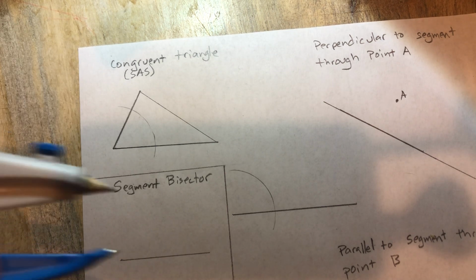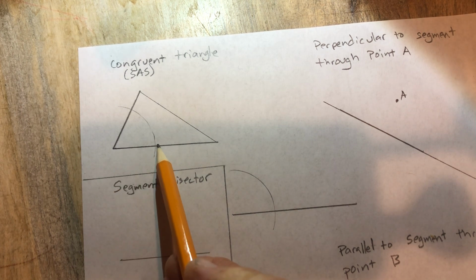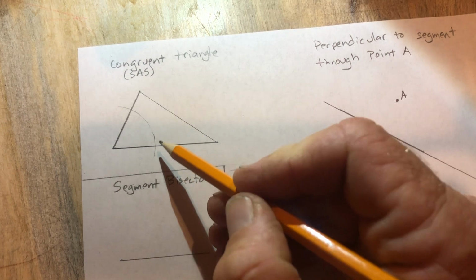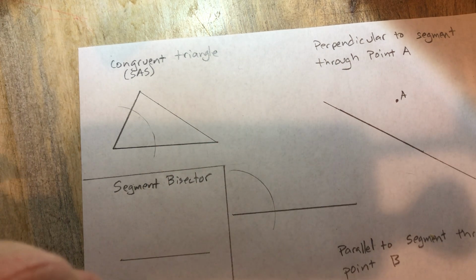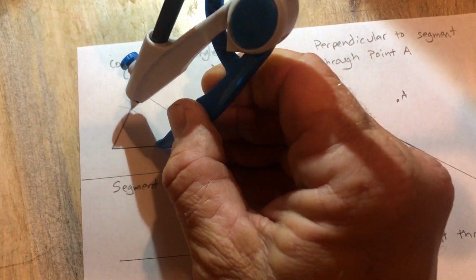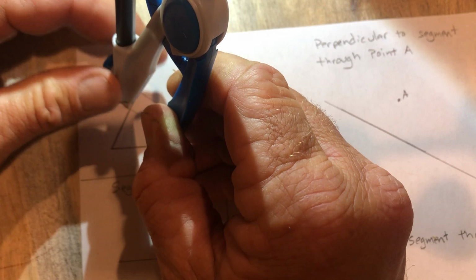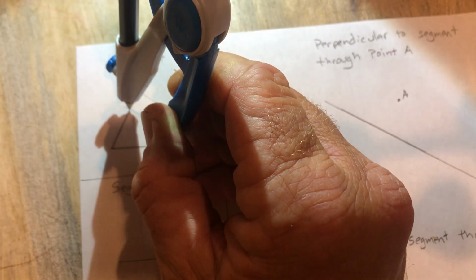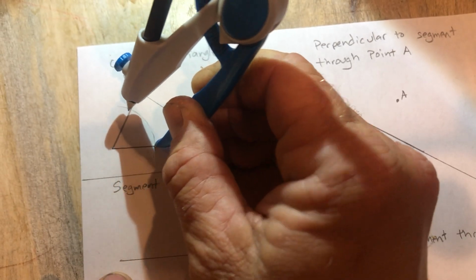Okay, so now I've got, this is the same length as this. So next thing I'm going to do is I'm going to put my stylus right here and measure that width. Okay, so from here to up here. And this is again nothing different than when we learned to copy an angle. Okay, so that's how wide that is there.